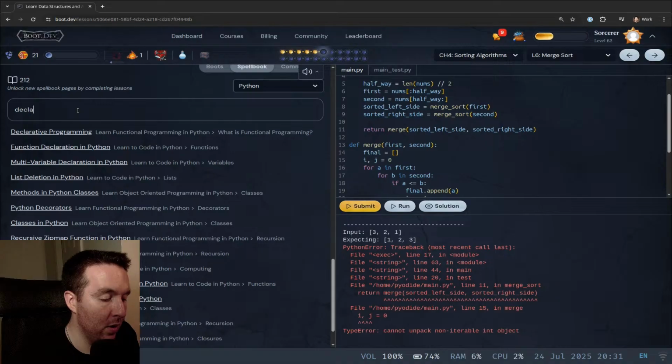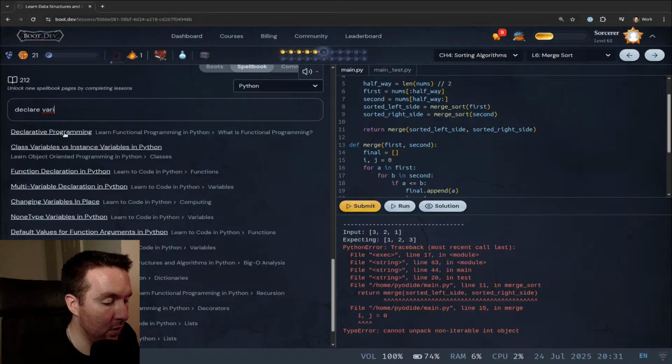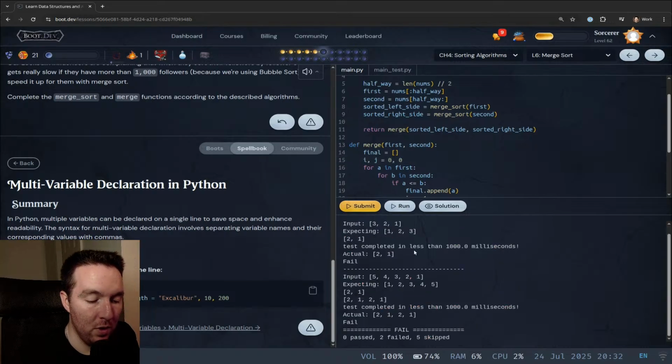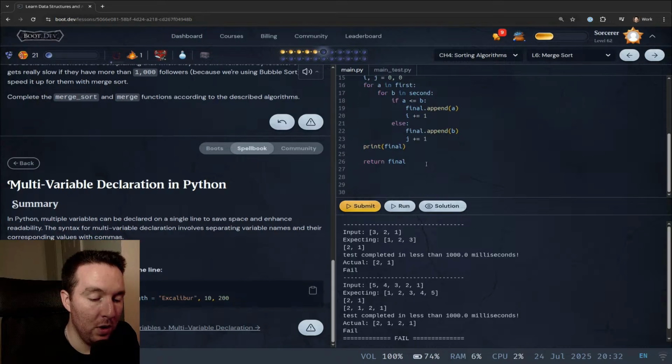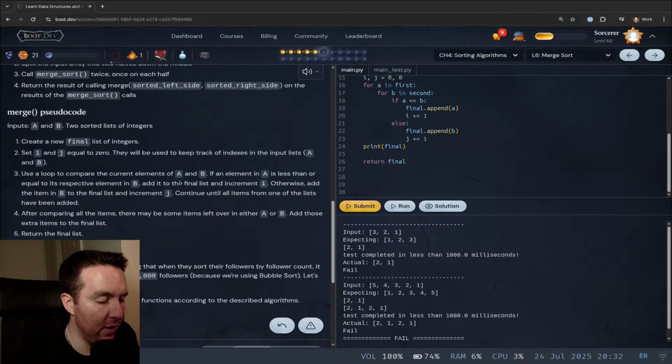Declare variables. Multivariable declaration. Whoops, I have to put two values for each, right? Okay, so expecting 1, 2, 3. Test completed, so we got actual 2. Yeah, so this is what it was saying, that there'd be some leftover. What did it say to do? After comparing items, there may be some items left over in either A or B. Add those extra items to the final list.